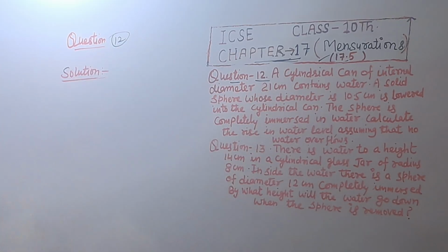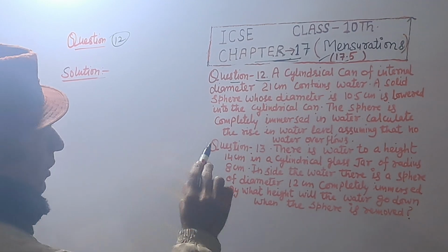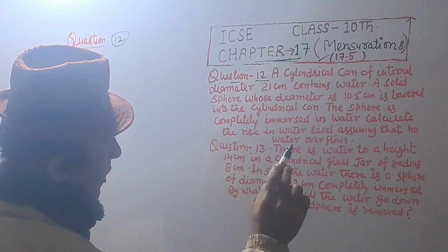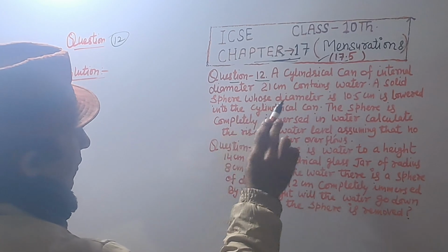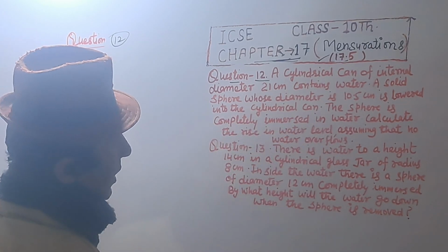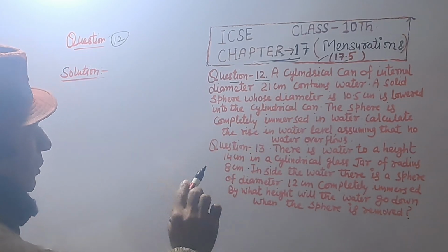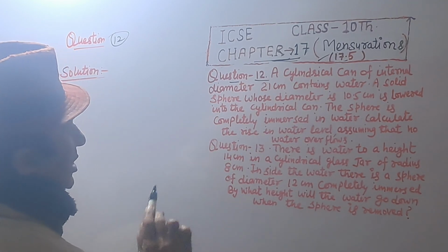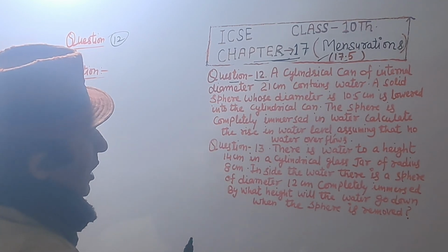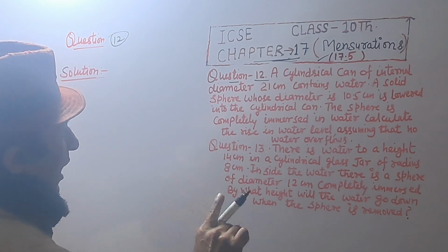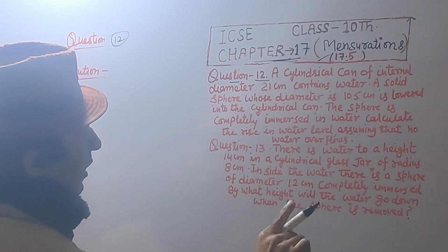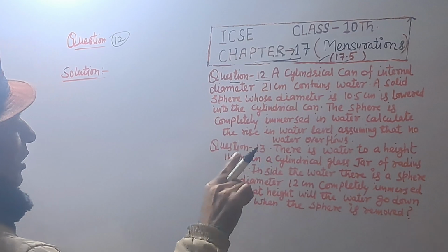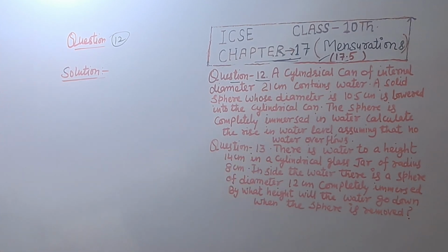Question number 12. A cylindrical can of internal diameter 21 cm contains water. A solid sphere whose diameter is 10.5 cm is lowered into the cylindrical can. The sphere is completely immersed in water. Calculate the rise in water level, assuming that no water overflows.